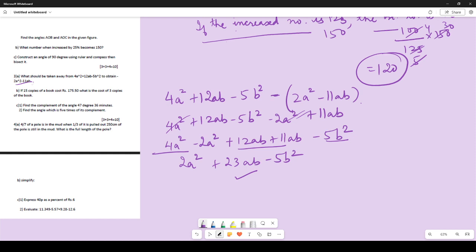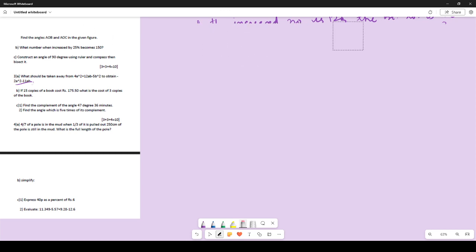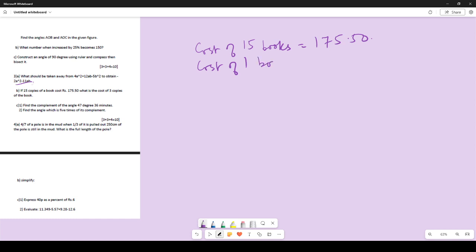If 15 copies of a book cost 175.50 rupees, what will be the cost of 3 books? Now you can do it very well in the arrow method, or you can do it in the unitary method as well. So cost of 15 books is equal to 175.5. Here I saw that many of you committed errors in the decimal part.